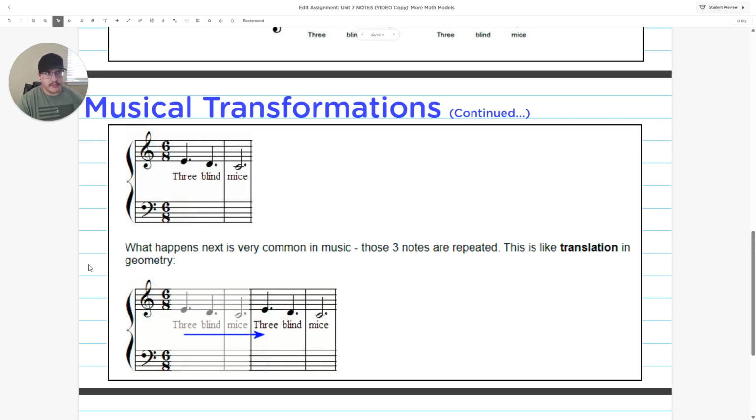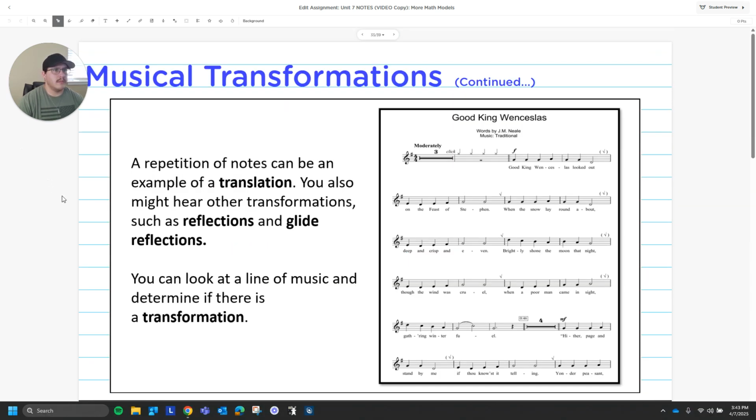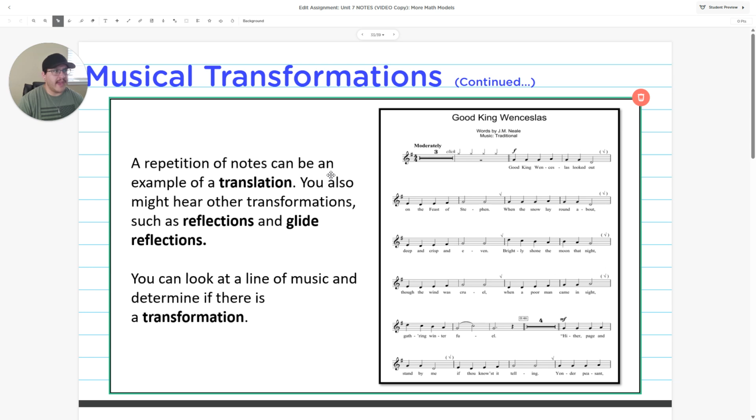Just going on with the next slide, reading off of what it says. What happens next is very common in music. Those 3 notes are repeated. This is like translation in geometry. A repetition of notes can be an example of a translation. You also might hear other transformations, such as reflections and glide reflections. You can look at a line of music and determine if there is a transformation.